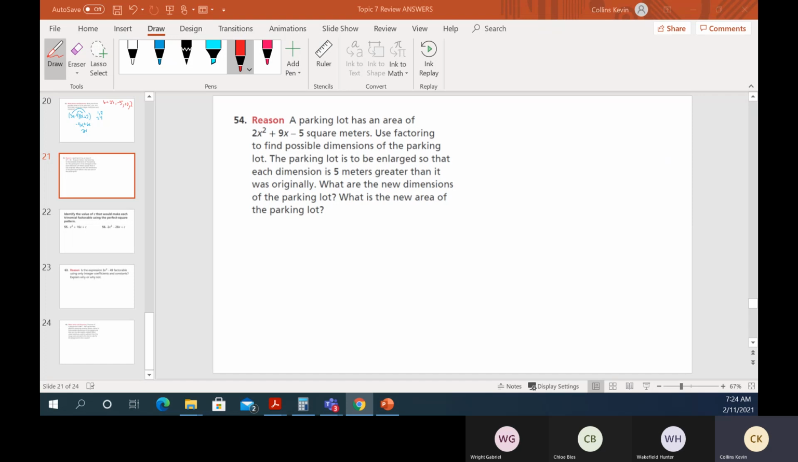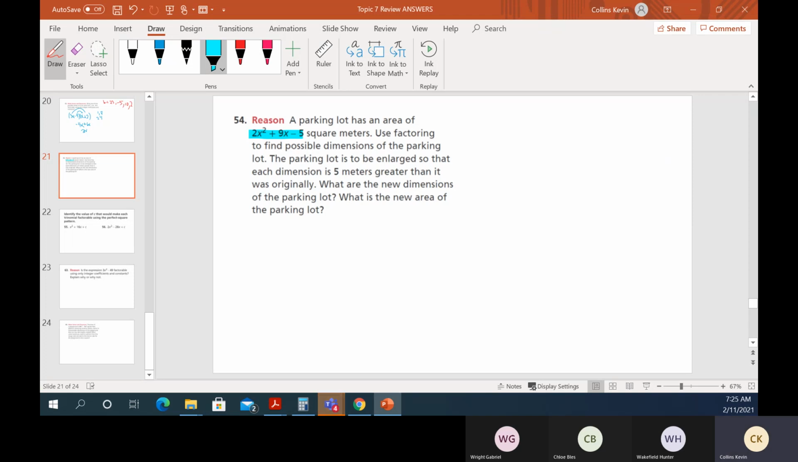So a parking lot has an area of x squared plus 9x minus 5 square meters. Of course it does. You hear that all the time, right? Okay, it says, use factoring to find possible dimensions of the parking lot. It says the parking lot is to be enlarged so that each dimension is 5 meters greater than it was originally. What are the new dimensions of the parking lot? What is the new area of the parking lot?